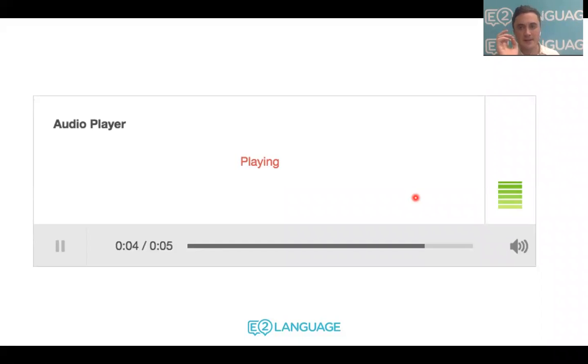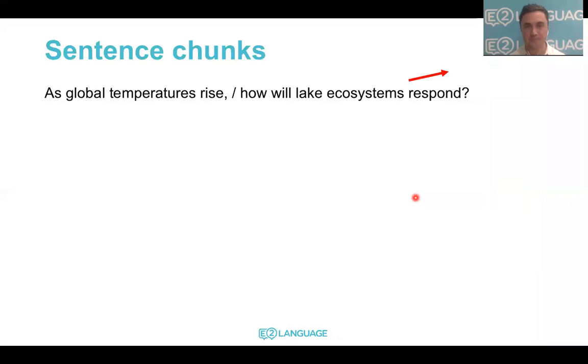Last one. Say this as clearly as you can. Don't forget your pronunciation. In 3, 2, 1. As global temperatures rise, how will lake ecosystems respond? Cool. Here's that sentence. As global temperatures rise, how will lake ecosystems respond?